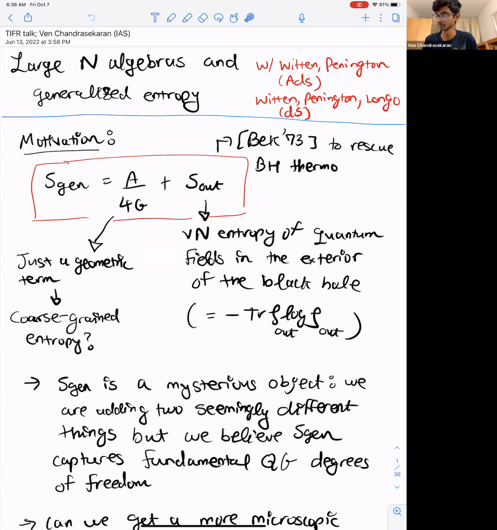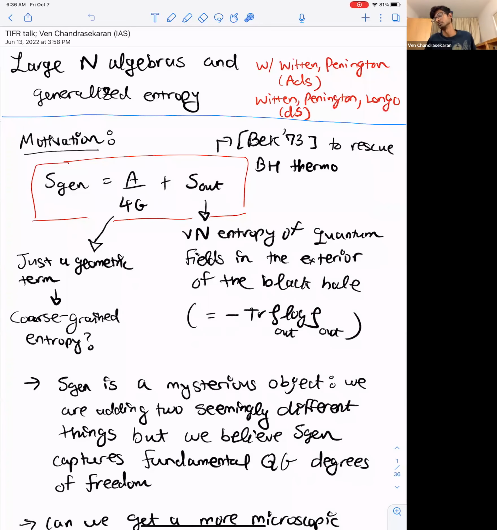So I'll be telling you about work that I did with Edward Witten and Jeff Pennington on AdS black holes and their generalized entropy. And if I have time, hopefully, I can tell you about some related work that was also with Roberto Longo on an analogous story for de Sitter space.